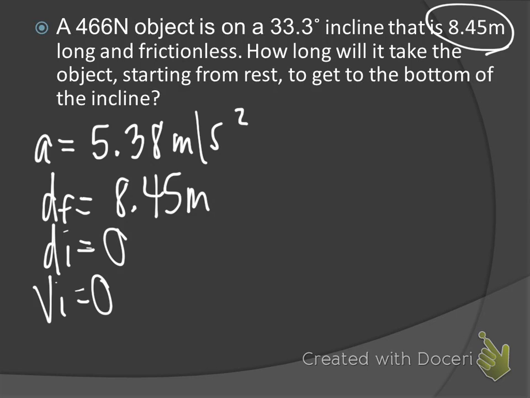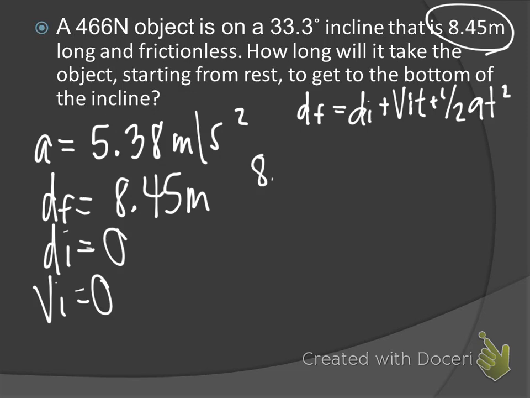So we're going to go ahead and use our kinematics equation. See if you can press pause and figure out which kinematics equation you can use. Go ahead and do that now. We're going to use the kinematics equation that says d_f equals d_i plus v_i t plus 1/2 a t squared. Distance final is 8.45. Our distance initial is 0. Initial velocity is 0.